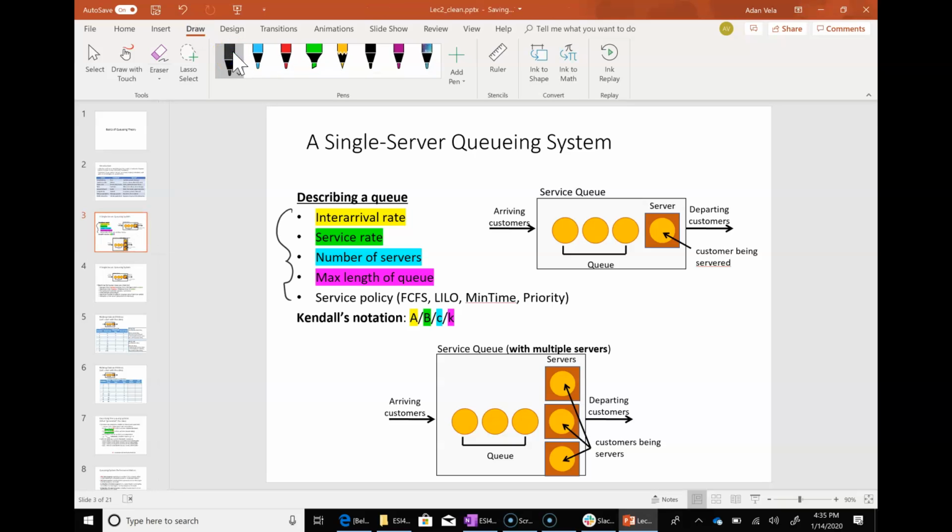The first one is the arrival rate. So how quickly are customers getting into the queue, or whatever system you're talking about? How often are customers arriving at the hospital? How often are guests arriving at a ride at Disney? Stuff like that. So that is our inter-arrival rate.